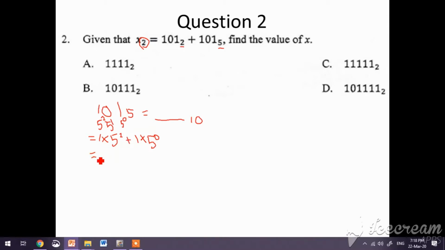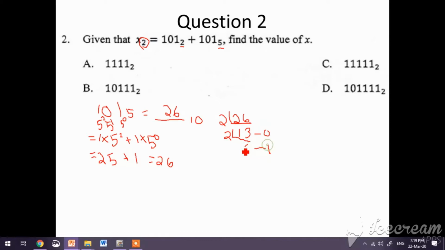So 1 times 5 power 2 is 25, 5 power 0 is 1, 1 times 1 is 1. So 26, 26 in base 10. Then you change it to base 2. So 26 divided by 2 is 13, remainder 0. Divided by 2 again.